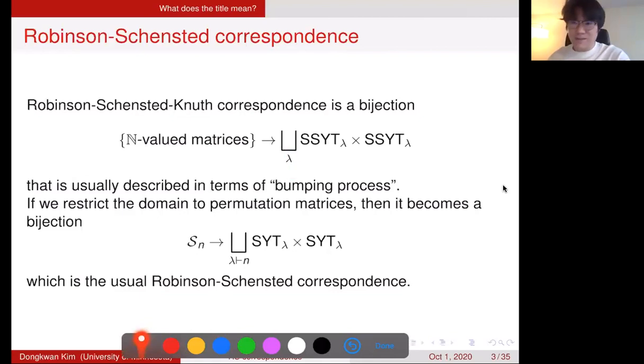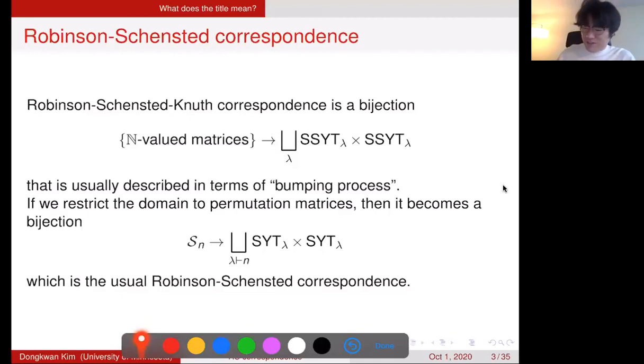And this lambda is a partition whose size is equal to the sum of all entries in this N-valued matrix. It is usually described in terms of a bumping process. For example, you can look at the fundamental celebrated book of Richard Stanley, Enumerative Combinatorics, chapter 7. There is a process which describes this really well.